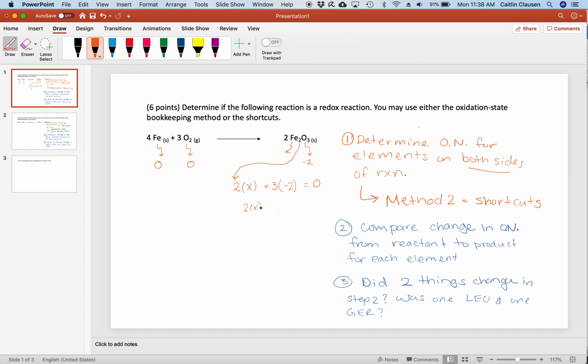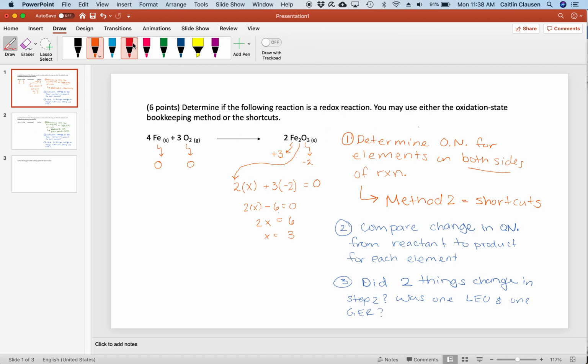If I solve, this is a minus, this becomes -6 equals 0. You know that 2x now equals 6. If I divide by 2, that tells me that my oxidation state for iron is +3. Now I have all the oxidation numbers. I'm done with part 1.